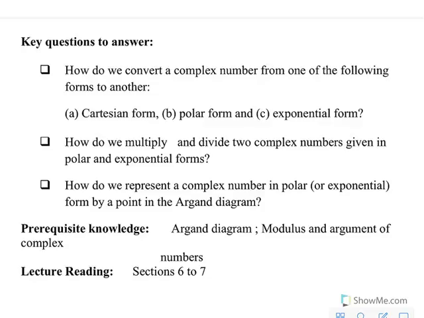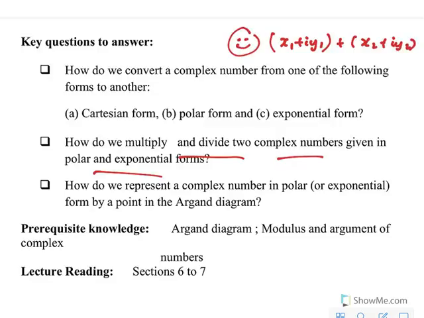Next, how do we multiply and divide 2 complex numbers given in another form? In the Cartesian form, we know, right? It's just x1 plus iy1, and I ask you to do x2 plus iy2. This one you can do, right?